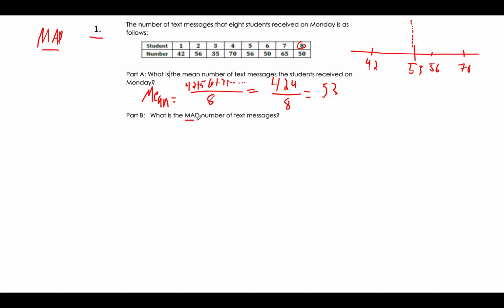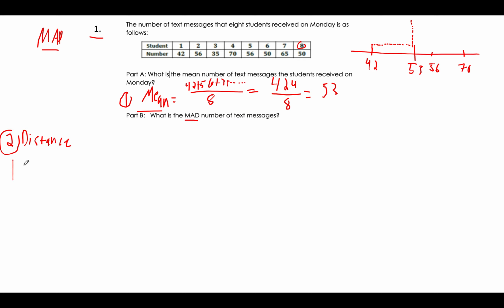Next, we're going to find the MAD, or the mean absolute deviation from our average here. So we want to figure out what the average distance from the mean is going to be, and that's going to tell us how far apart our data is spread. To find the MAD, the first thing we need is the mean, so that was our first step. Our second step is to find the distance from each point to the mean.